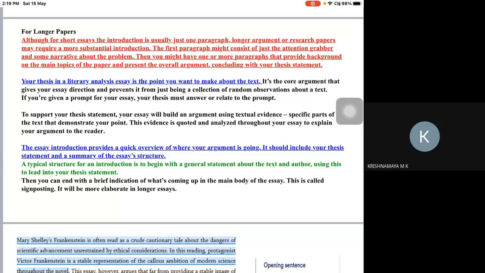So your introduction can begin with a general statement, identifying the text and the author, and then go on to talk about the problem that is being asked of you, go into your thesis, explain your standpoint on this particular topic, and then end with signposting, which is like a brief introduction of the points that you wish to make regarding the question. And these points are what we can look forward to in each of the body paragraphs. Is that clear?